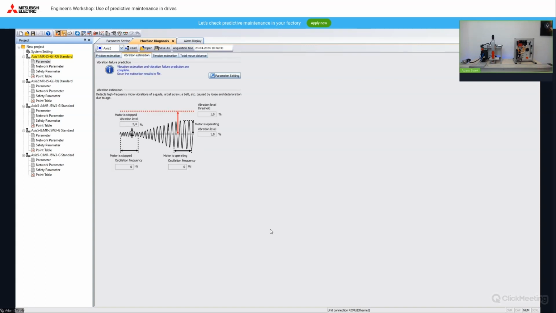The second functionality is the vibration estimation of the axis. Also for the second axis, we can see that we have some vibration, and I hear that there is some vibration.